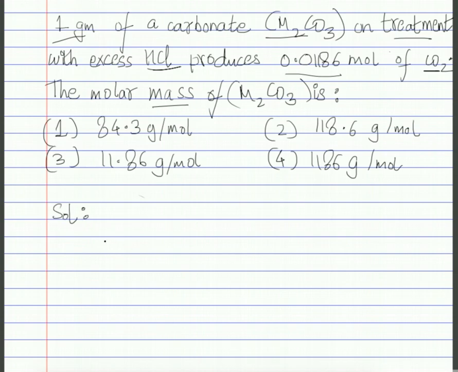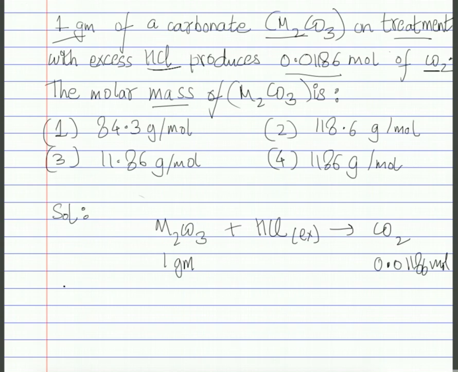So what's given here first? I have that M2CO3 reacts with HCl, which is excess. I'm just going to write that here, and this gives me CO2. And precise amounts are given, right? I have 1 gram of this, and I have this much of this formed. Yeah, that's what's given to us. So how do we go and solve this?